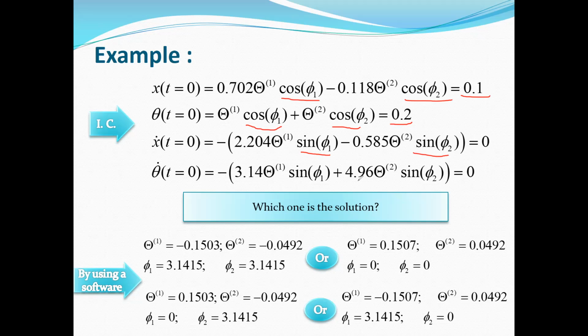Finally, we can solve this and obtain different sets of results. But which one is the solution? It depends on your initial conditions. Similar to the procedure in single degree of freedom systems when we solve for the phase angle and the amplitude, if you remember, we obtained different sets for these constants, and again according to the initial conditions we obtained these constants. So this is similar to the single degree of freedom systems.